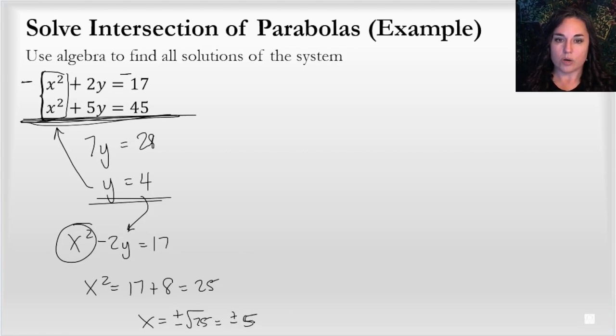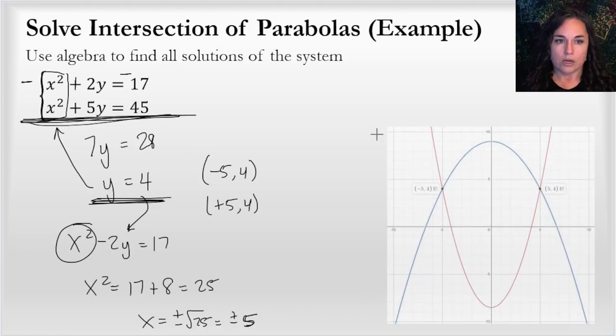minus 5. So I'm going to see that there's two intersection points between these parabolas. I'm going to have a negative 5, 4, and I'm going to have a positive 5, 4. Right? These are the x values. There's two of them, and it happens to be the same y value for both of them. So let's check out the graph. Let's see how we did here.